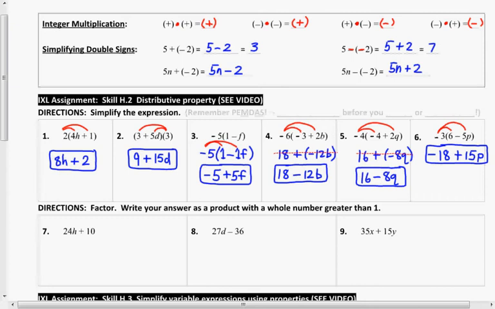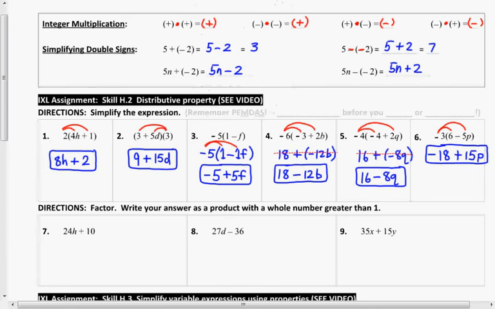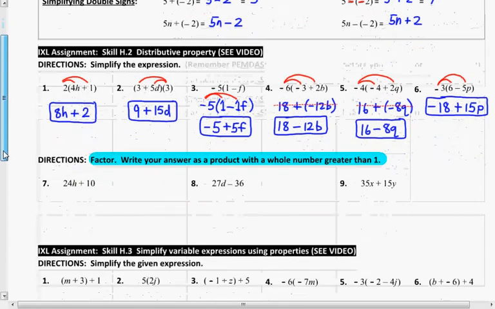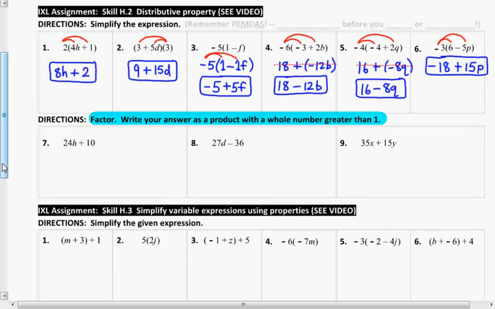And then they're going to ask you to do this. They're going to say factor. Write your answer as a product with a whole number greater than 1. Here's what this means for you to do. It means find a number that the terms you're given can be divided by. So probably the easiest one is 2. Both of those I could divide by 2.